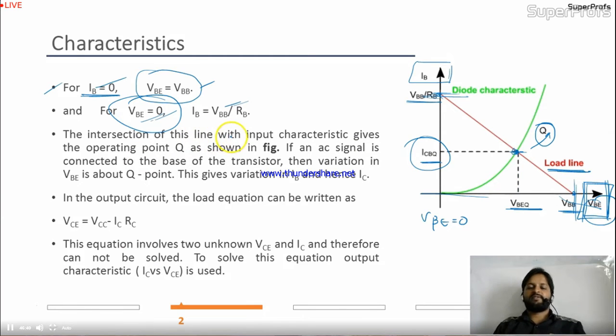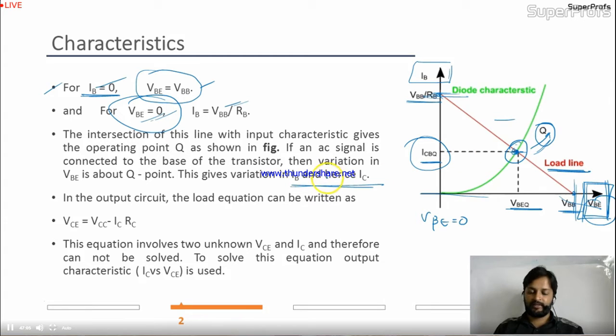So the intersection of this line with the input characteristics gives the operating point Q. See, we have seen over here, this is the operating point as shown in the figure. If an AC signal is connected to the base of the transistor, the variation in VBE is about the Q point. This gives variation in IB and hence IC. Is it okay?